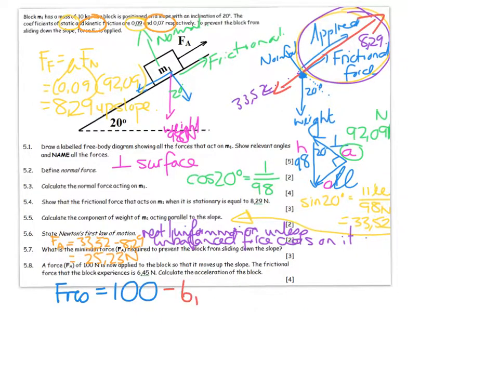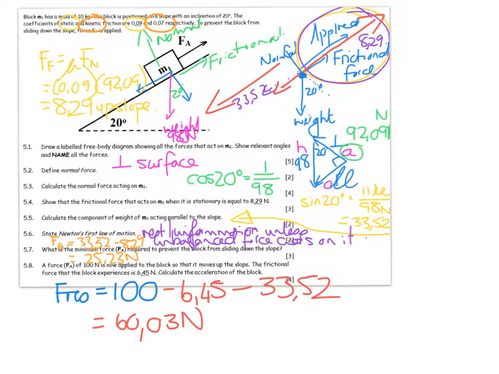So I'm minus 6,45. And don't forget that I've also got, acting down the slope, a weight of 33,52, rather a component of weight, but part of the weight. And therefore, I'm left with a resultant force of 60,03 newtons. And I know that the mass of this block is 10, and force resultant is always ma, and therefore my acceleration turns out to be 6 meters per second squared up the slope.